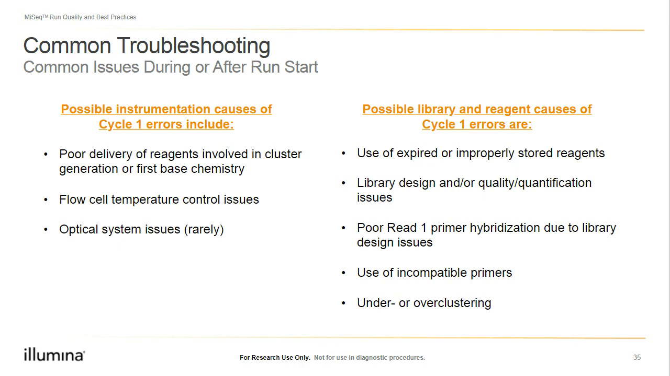Poor read 1 primer hybridization due to library design issues. We can also see poor read 1 primer hybridization as a result of incompatible primers if we're using custom primers. And lastly, under or over clustering, which can cause difficulty with cluster registration and background subtraction. If we have too many clusters on the flow cell, we may not be able to properly identify the background, and it causes issues with the instrument being able to distinguish individual clusters, and underclustering may not provide enough signal for the instrument to properly focus.